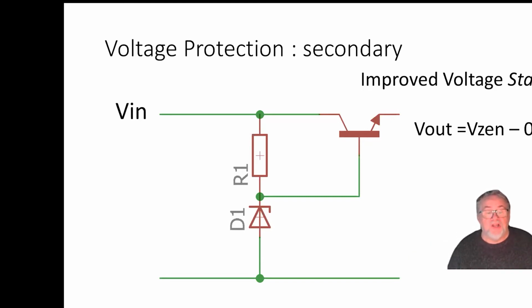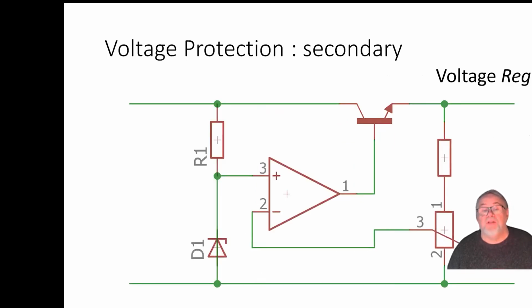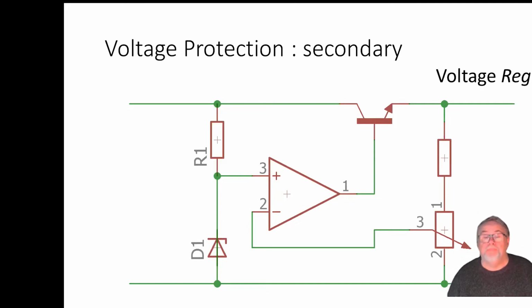In order to actually regulate the voltage, what I have to do is measure the voltage at the output using a resistor ladder and feed that back to a difference amplifier. And the difference amplifier will take the difference between what it's set at, which is set by the Zener, and what it's actually there, which is picked up by the ladder, and it will turn the transistor on and off. And that's what's inside a voltage regulator.